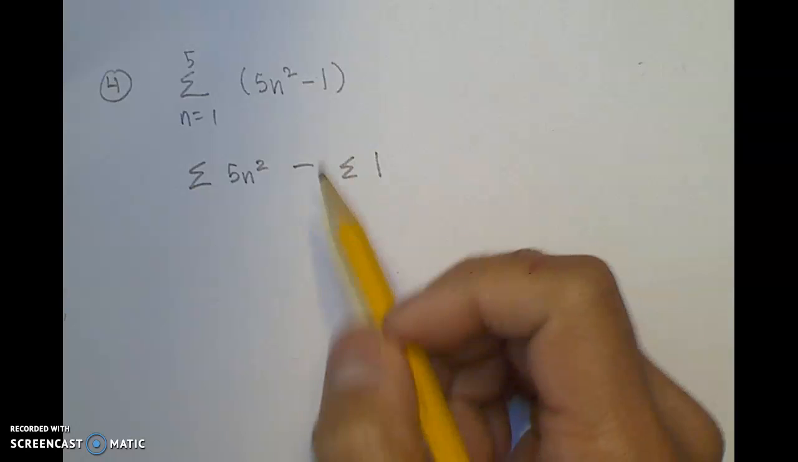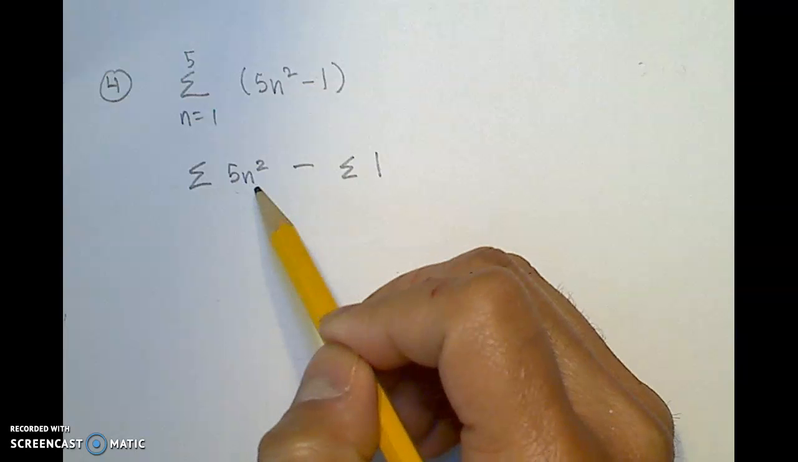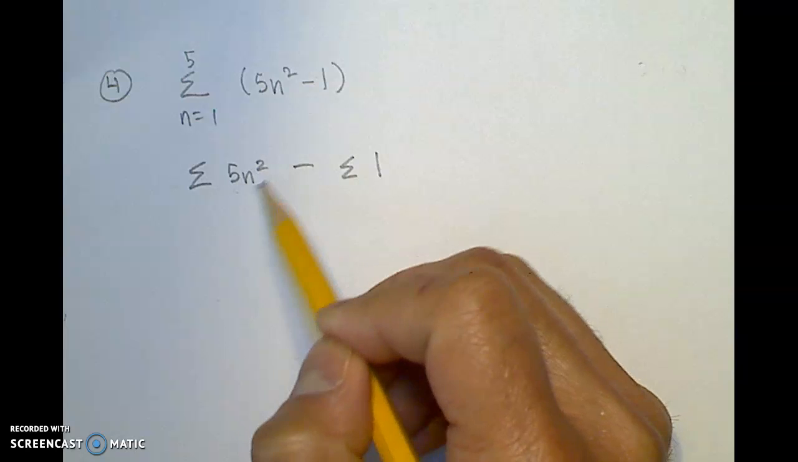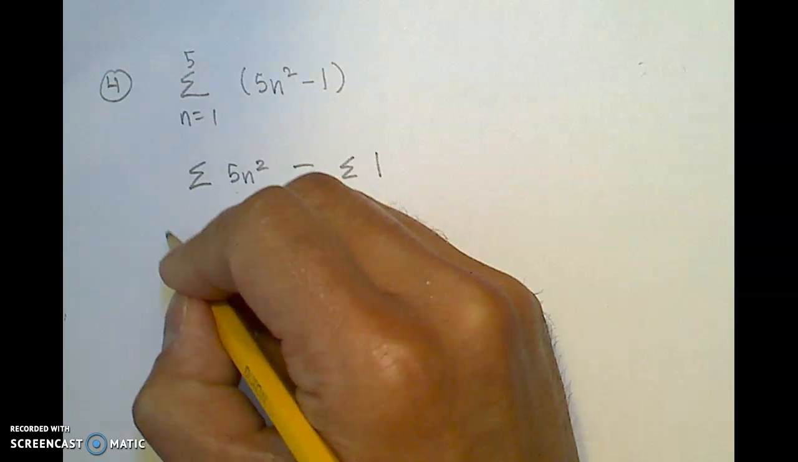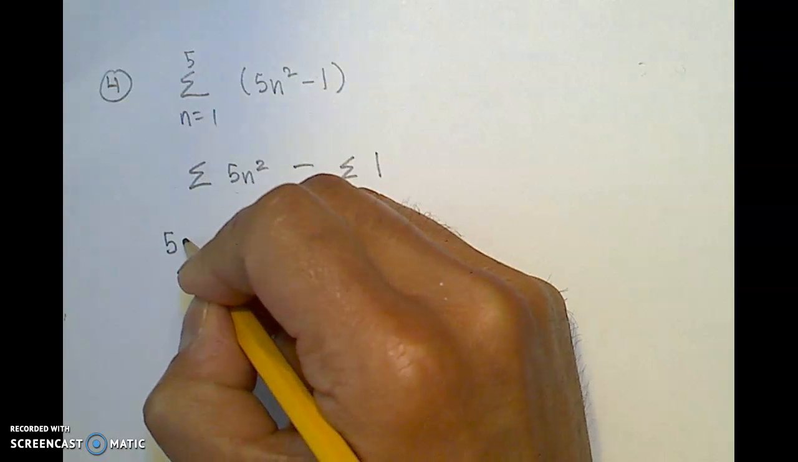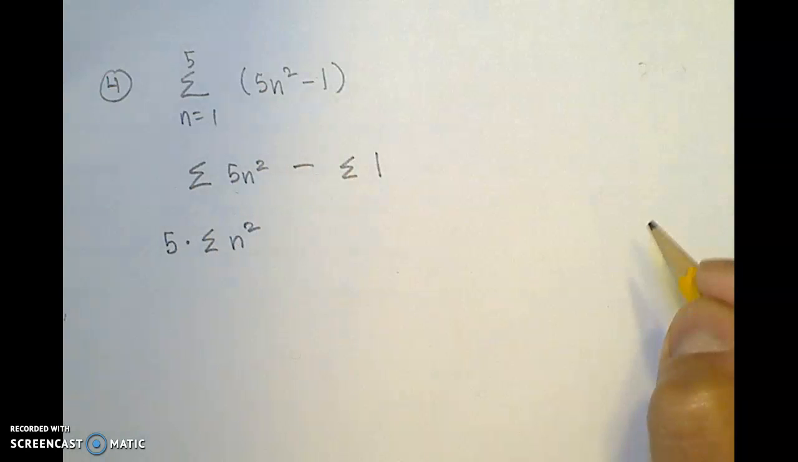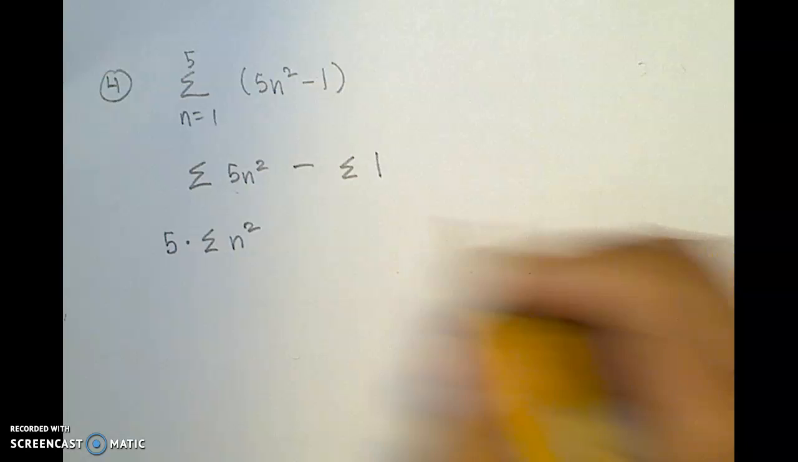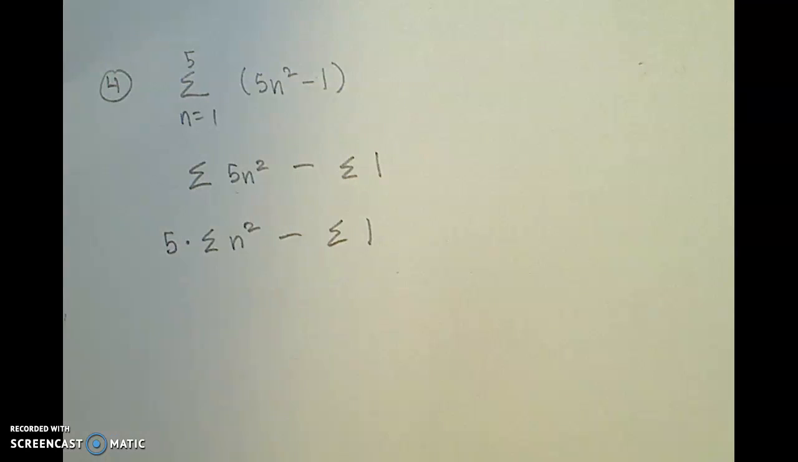Then we're going to focus on this one right here, and this is a constant times an expression of n squared. When we have that, we can use that one property. It says we can pull out that 5 as a factor and multiply it by the summation of n squared. So there we've used the properties. Now we can go ahead and use the formulas.